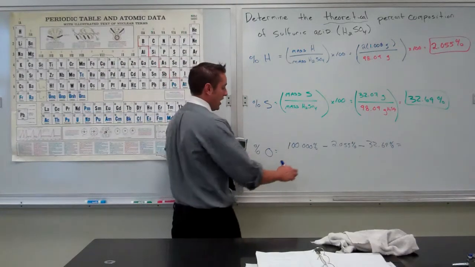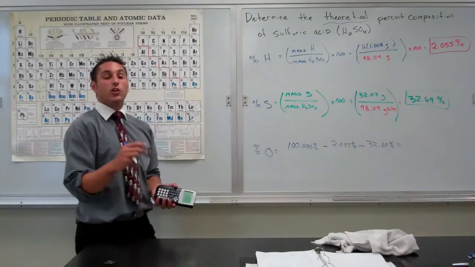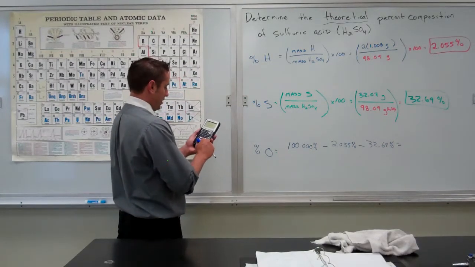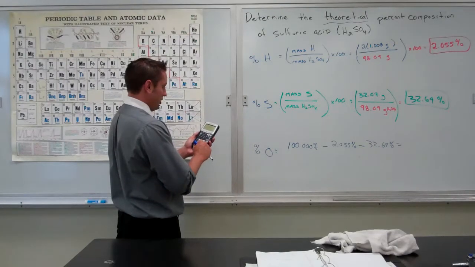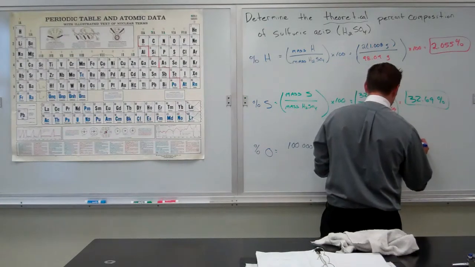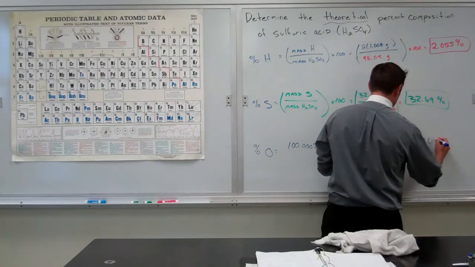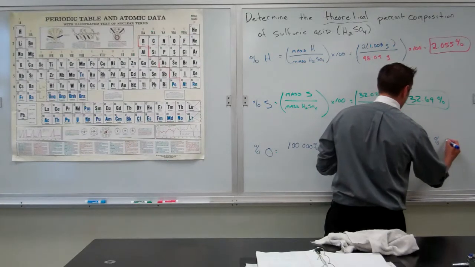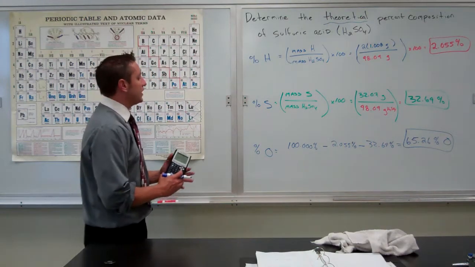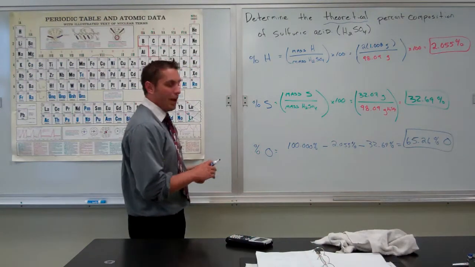So sig fig rules change here. Places past the decimal, 3 here, 3 here, 2 here, means I can only go 2 places past the decimal with my answer. So 100.000 minus 2.055 minus 32.69 gets me a value of 65.26% oxygen. And due to sig figs, these may not always add up perfectly to 100, but you will get yourself an accurate answer by using 100 minus those.